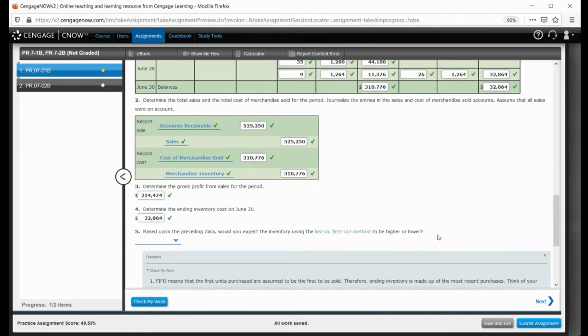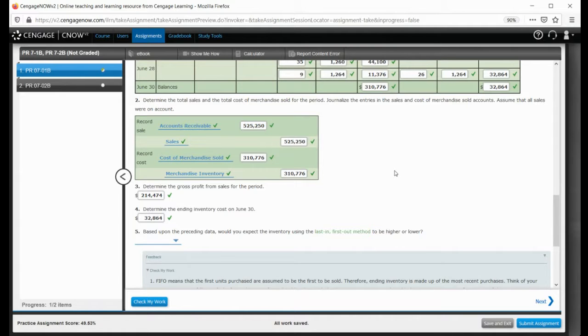And then on the last question, it says, based on the preceding data, would you expect the inventory using the last in, first out method to be higher or lower? Last in, first out means the last units that you purchase are going to be the first ones that you sell. What we did in this problem is the first in, first out method. In the first in, first out method, the first units in inventory are going to be the first ones that are sold.